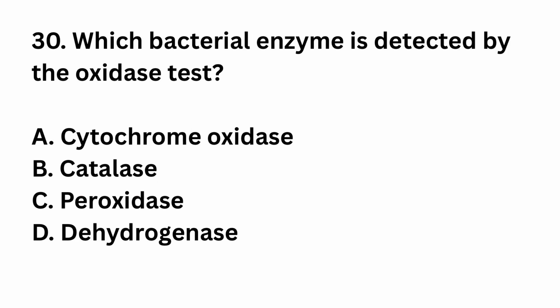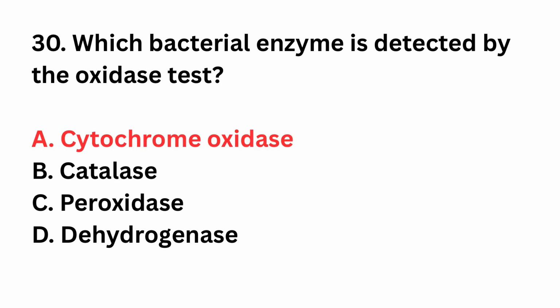Question number 30. Which bacterial enzyme is detected by the oxidase test? Cytochrome oxidase, catalase, peroxidase, dehydrogenase. The right answer is option A, cytochrome oxidase. Oxidase test detects cytochrome C oxidase activity.